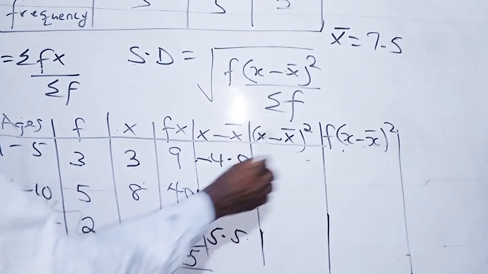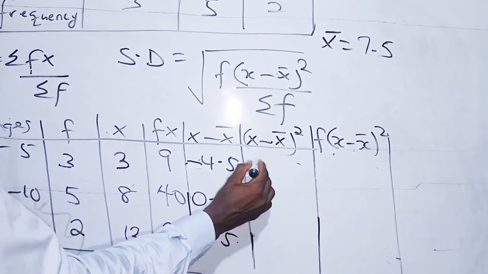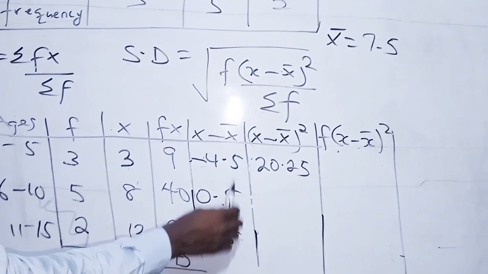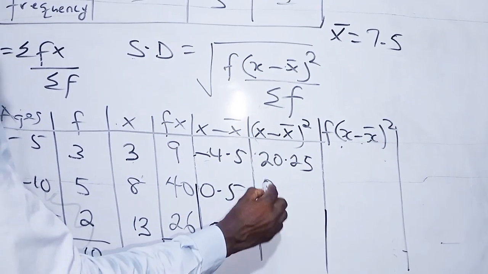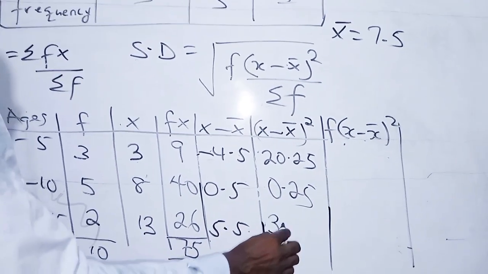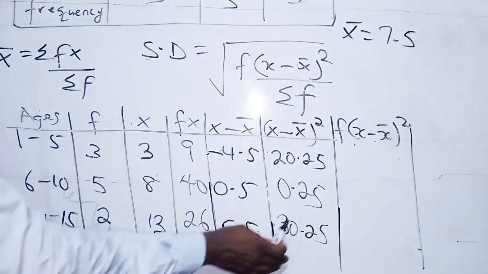Now we have to square these. Minus 4.5 times minus 4.5 gives us 20.25, since a minus times a minus is a plus. 0.5 times 0.5 gives us 0.25. And 5.5 squared gives us 30.25. So that is the square of each.